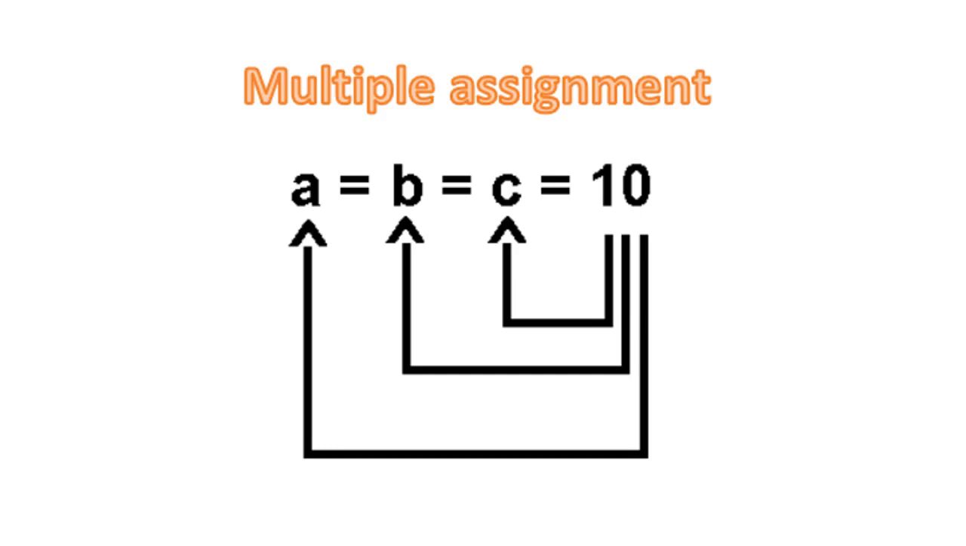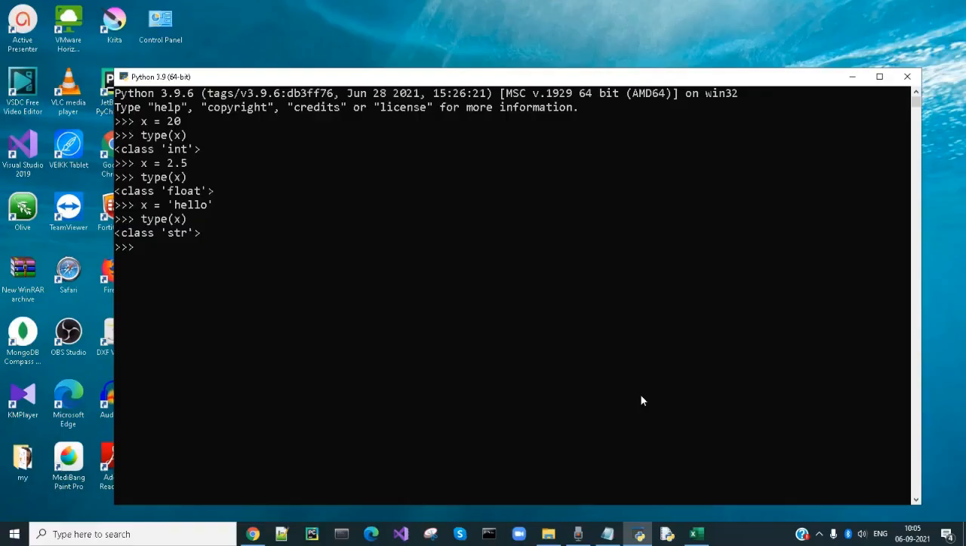Multiple assignment. A single value can be assigned to multiple variables. For example, a is equal to b is equal to c is equal to 10. So the result will be a is equal to 10, b is equal to 10 and c is equal to 10. Now the value of a is 10, b is 10 and c is 10.